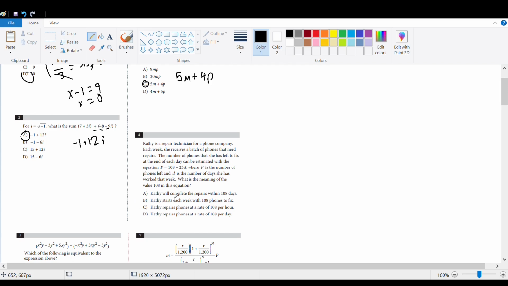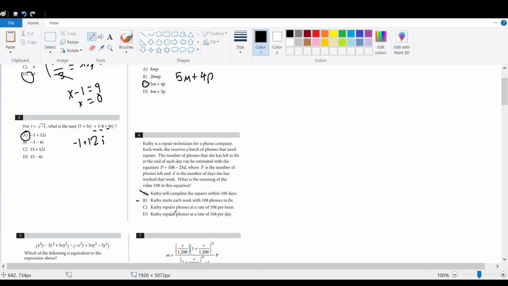So A, Kathy will complete the repairs within 108 days. This is not true, because P is the measure of the phones left, and this here is in terms of days, so the units don't match up. Because if 108 was in terms of days, then P would also be in terms of days, if that makes sense. So it cannot be A. B, Kathy starts each week with 108 phones to fix. This is what we think it is going to be, so we're just going to write a symbol maybe here in order to signify that this is a possible answer.